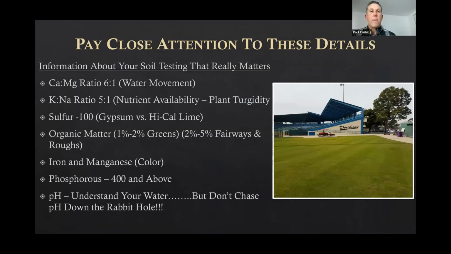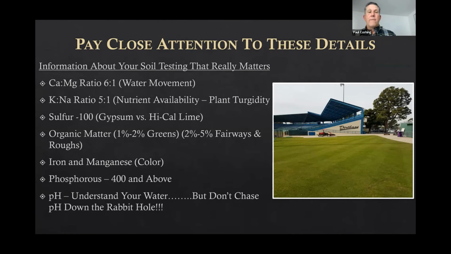So, kind of summarizing what we just went through and talking about soils, I know I'm talking fast and trying to cover a lot for you guys: our calcium to magnesium ratios are really important for water movement. Our potassium to sodium is very important for the turgidity and the stiffness of the plant, and the rigidity, so that when that blade gets knocked down, we want that plant to be able to bounce back up again. Turgidity is really important. Understand what your sulfur number is, on whether you're going to use gypsum or high cal lime, and make sure that your organic matter is correct.